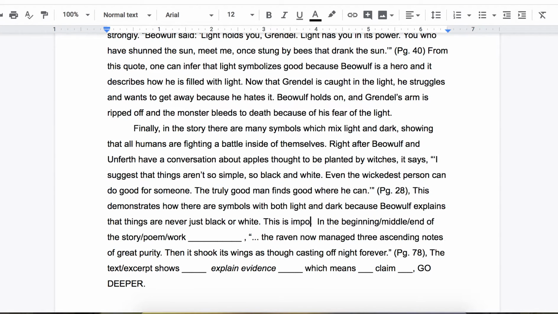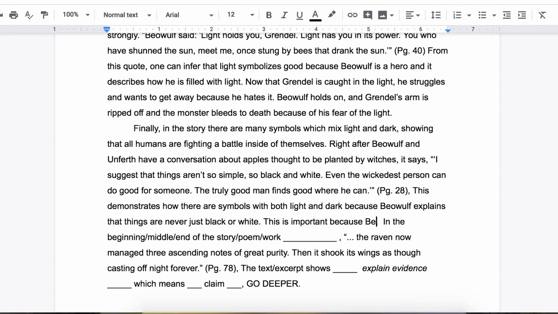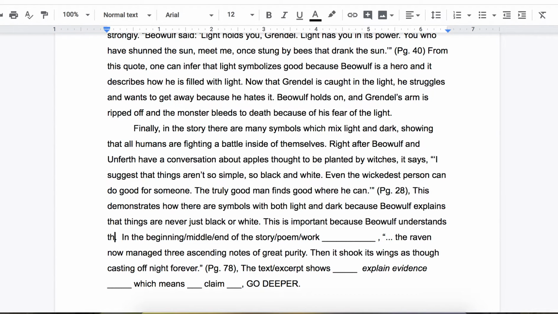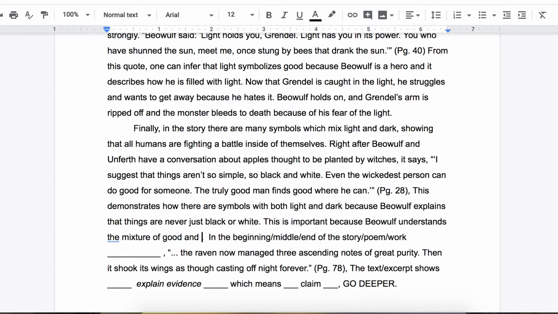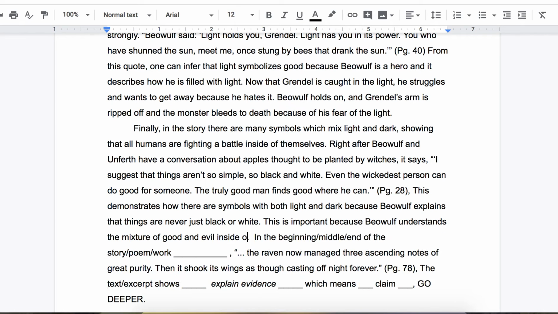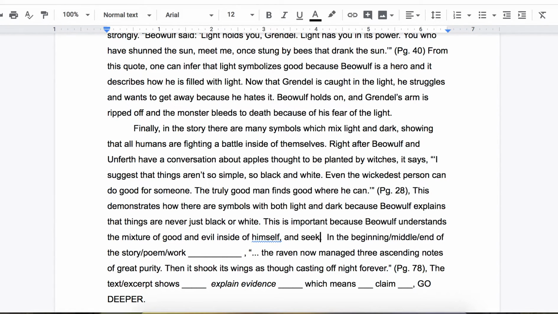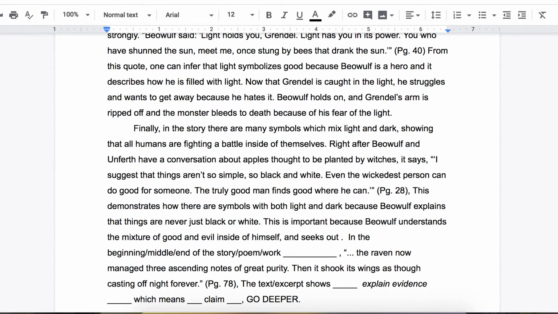This is important because Beowulf understands the mixture of good and evil inside of himself and seeks out his own goodness. All right. This is important because Beowulf understands the mixture of good and evil inside himself and seeks out his own goodness.